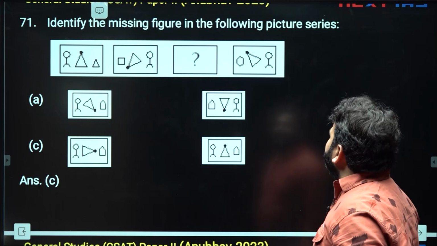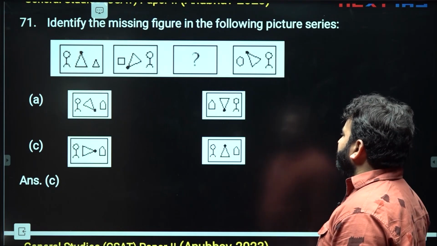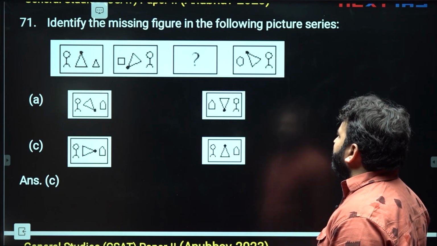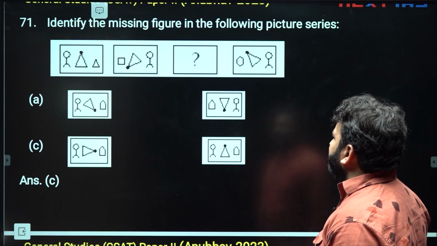Identify the missing figure in the following picture series. So now all of you identify the pattern.